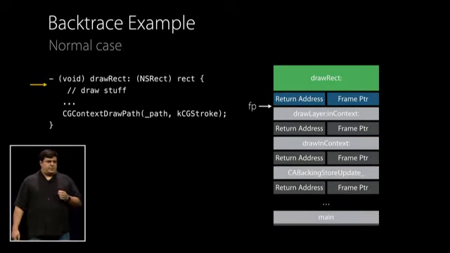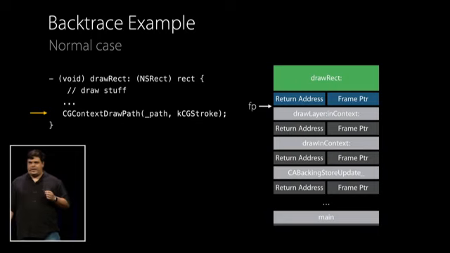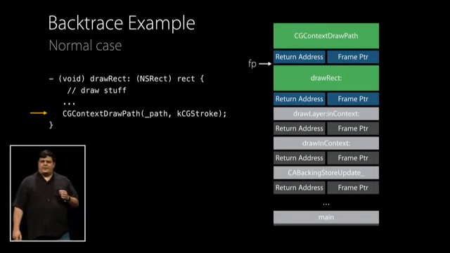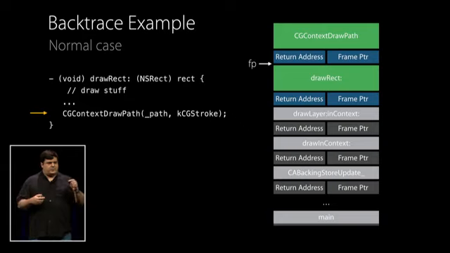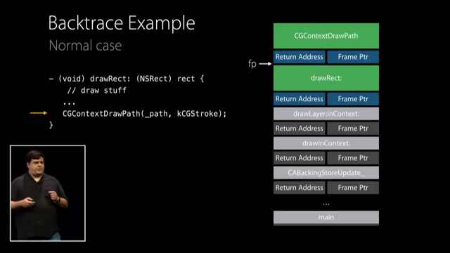Now the code starts to run. Eventually we come down here to drawPath. And drawPath does the exact same thing. It pushes its own frame onto the stack. Now the way Time Profiler works is it uses a service in the kernel that will sample what the CPUs are doing at about 1,000 times per second. And in this case, if we take a sample, we're going to see that we're running inside context drawPath.